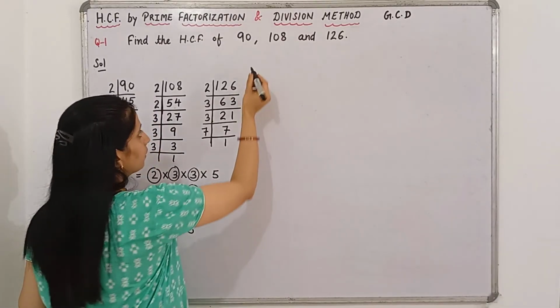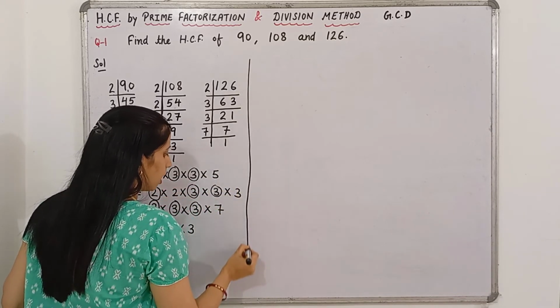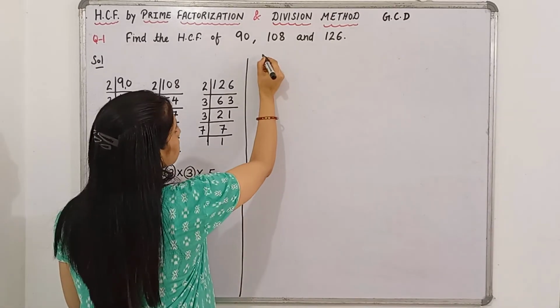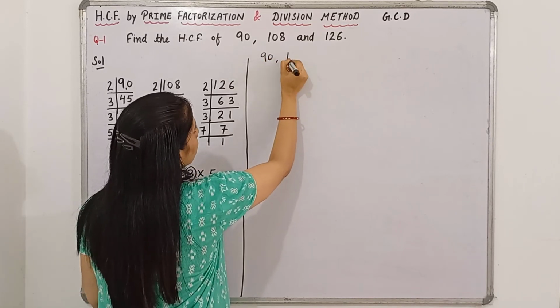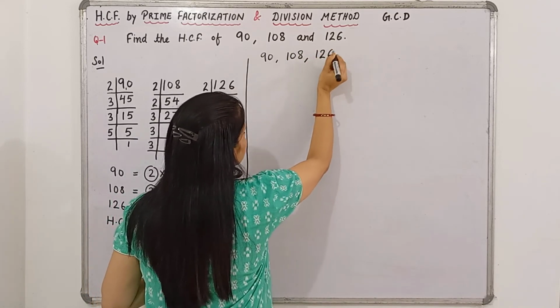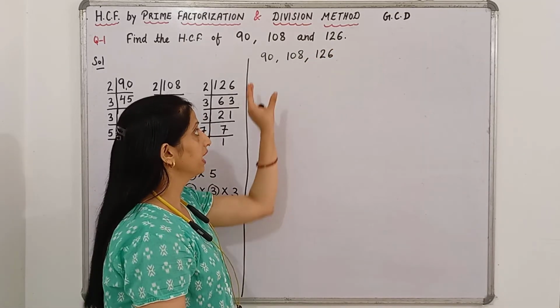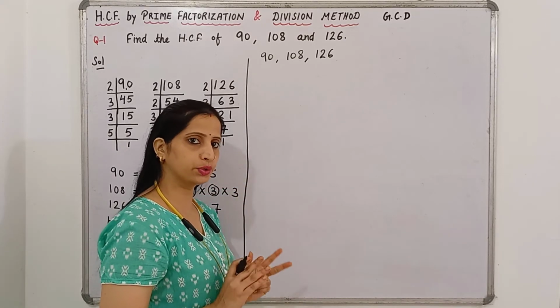Now we will solve this question by division method. But how to do it when three numbers are given? Here the three numbers are 90, 108 and 126. Now whenever three numbers are given, then we will find the GCF in two steps.